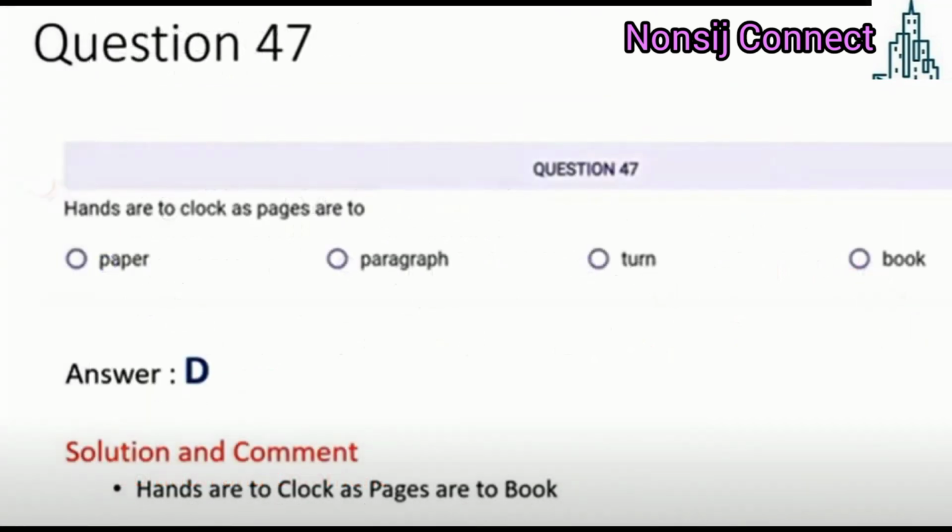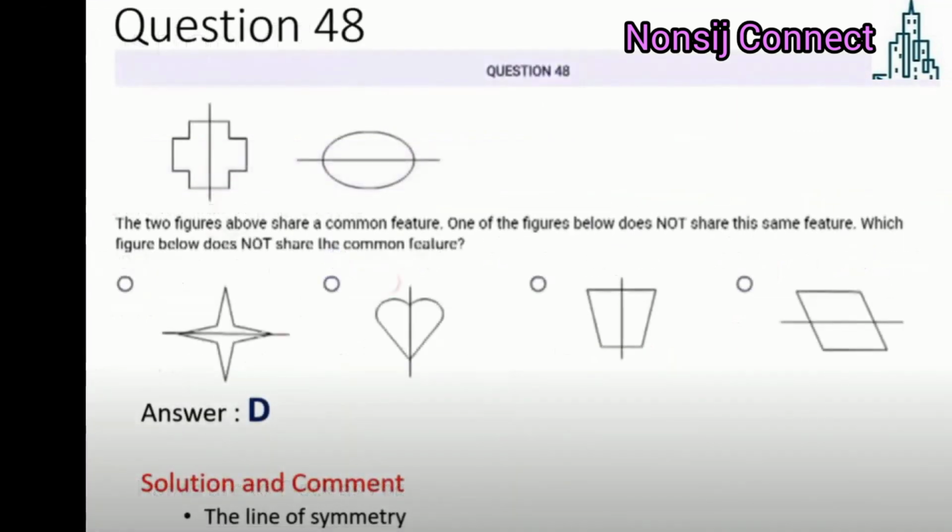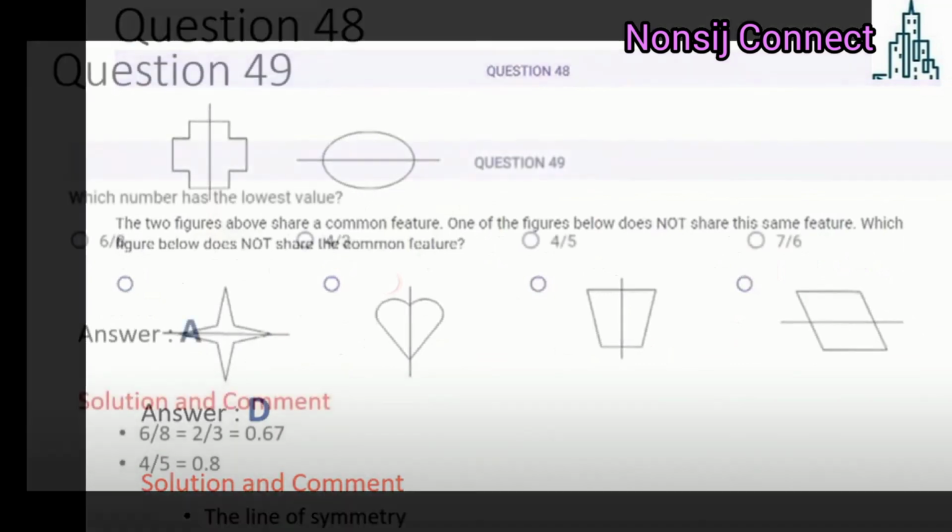Hands are to clock as pages are to what? Are to book. Book is the answer there. Then here also the line of symmetry, you will see that D will be going the other direction. It will not look alike.